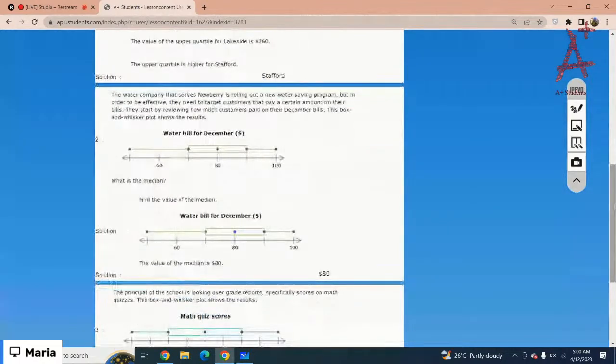Okay. The water company that serves Newberry is rolling out a new water saving program, but in order to be effective, they need to target customers that pay a certain amount on their bills. They start by reviewing how much customers paid on their December bills. The box and whisker plot shows the result. Got it? What is the median? You have to calculate the median value. Got it? Median is the middle value. So see, here is the lower quartile, here is the upper quartile, and that would be the middle. So it would be 80.